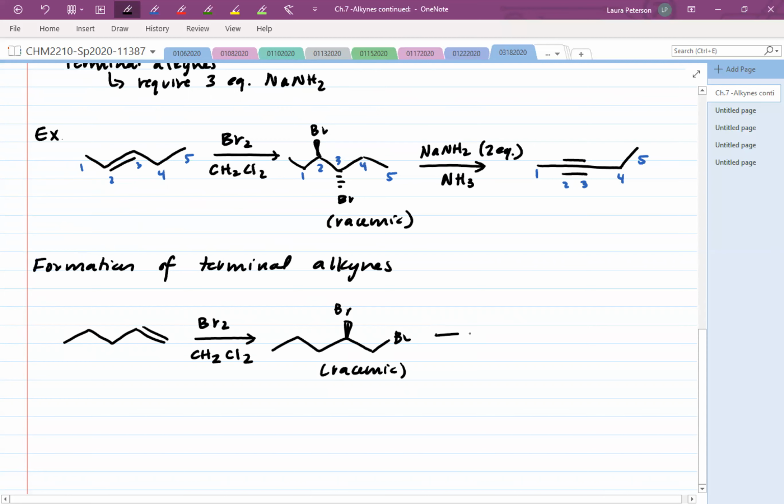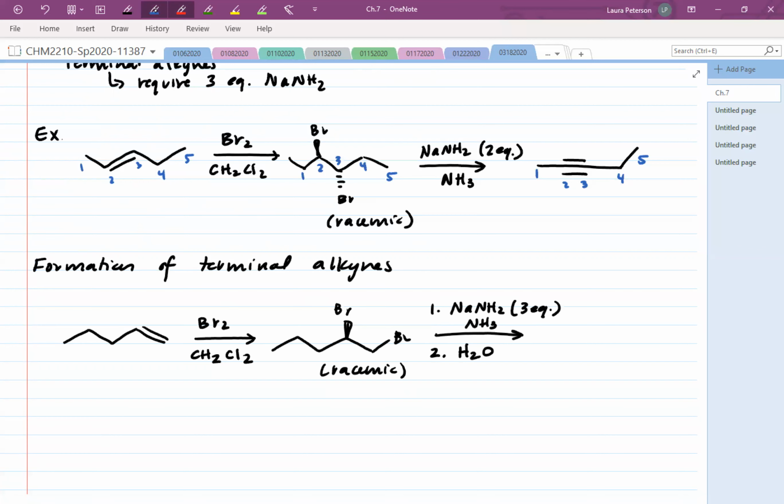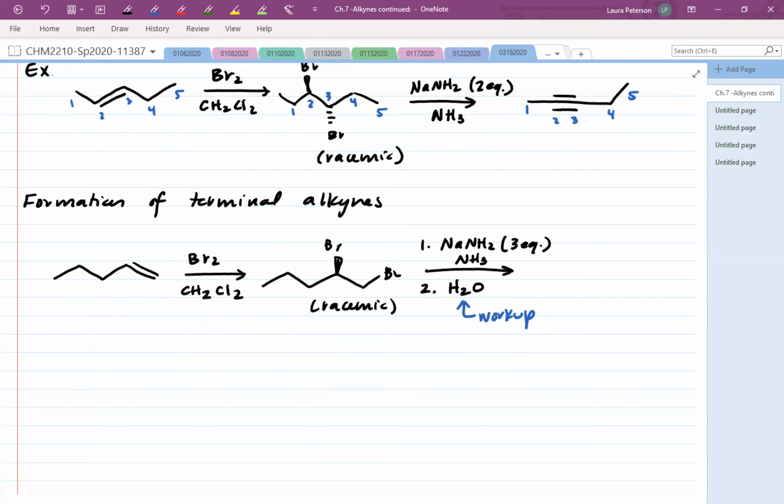And so now the conditions are that we need 3 equivalents of NaNH2. We'll still use an ammonia solvent. And there's one other new thing. We're going to have a workup step. So this is called a workup step. And we'll describe what the workup step is through the mechanism. So predicting the products is no different here. We just need to keep track of the slight variation in the overall reagents and conditions.